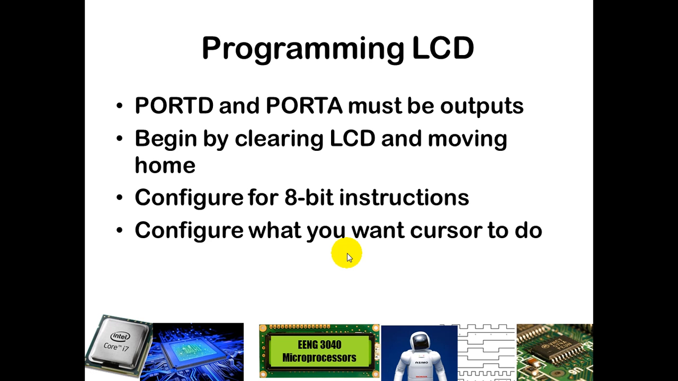So in thinking about how to program the LCD, you have to make ports A and D outputs so that you can control your RS, your RW, and your E bits on port A, and then you can send your data or instructions on port D. And then you will want to start out by clearing the LCD and going to the home position. You're going to want to use 8-bit instructions, and then you can decide what you want the cursor to do, whether you want it to blink, whether you want it to scroll across with you or not.